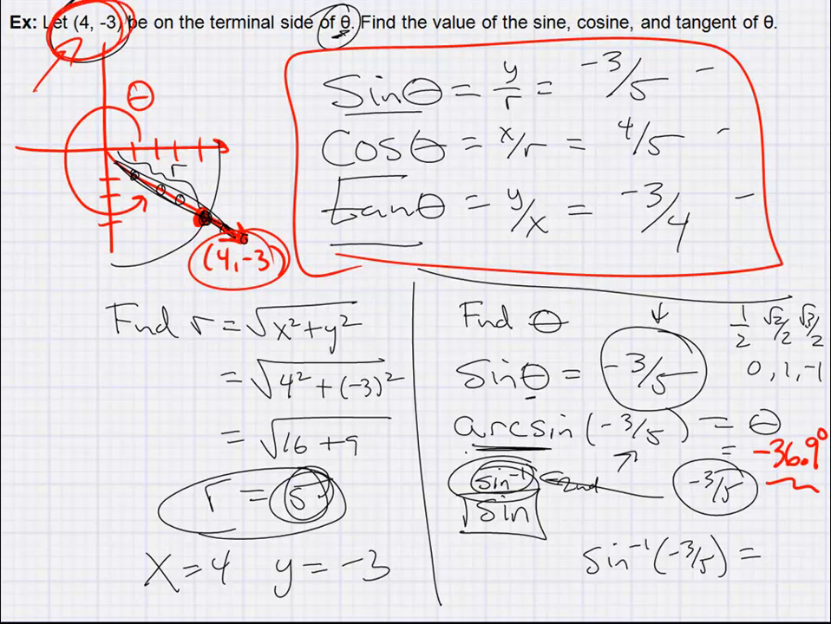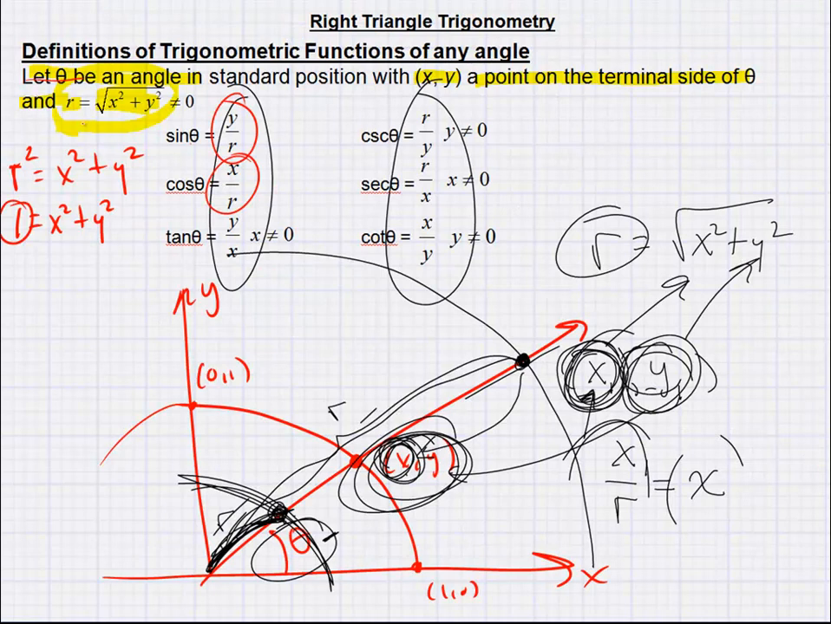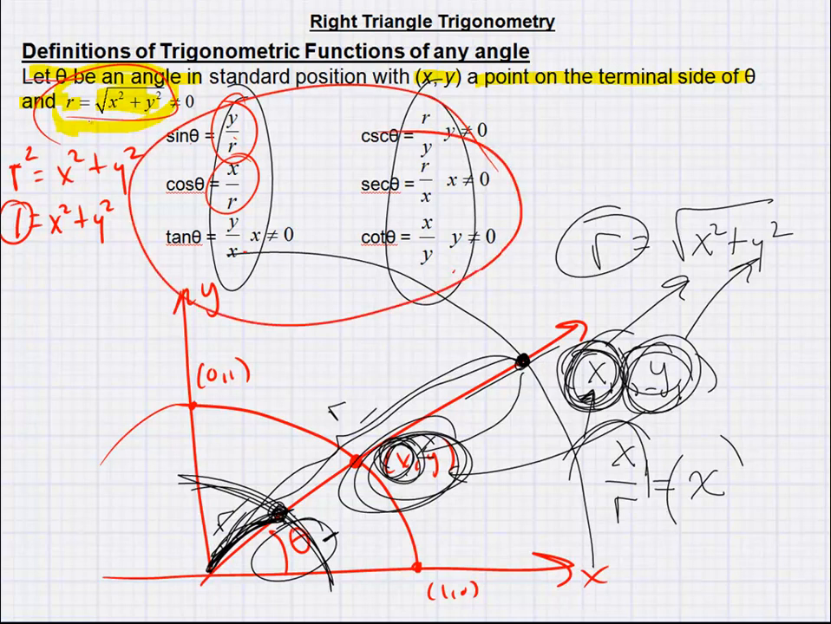No matter what you're given, you've got to be given 2 out of the 3 variables, and if you're given 2 out of 3 variables, you can find any of these trigonometric functions. This equation is important. Whether you write it this way or this way, it's the same thing.